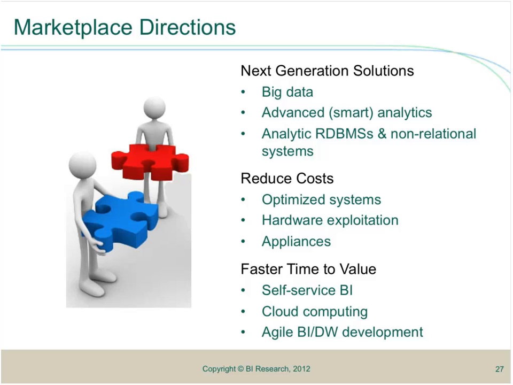At the same time, we're trying to reduce costs. As Karl said, one size doesn't fit all. I think we're trying to extend the data warehousing environment by optimizing systems for particular solutions, trying to exploit hardware, often using packaged appliances to do that. And at the same time, with this tremendous scalability issue, we're trying to provide faster time to value, self-service BI, the cloud, and of course many of the agile concepts that are out there apply to business intelligence and data warehousing.